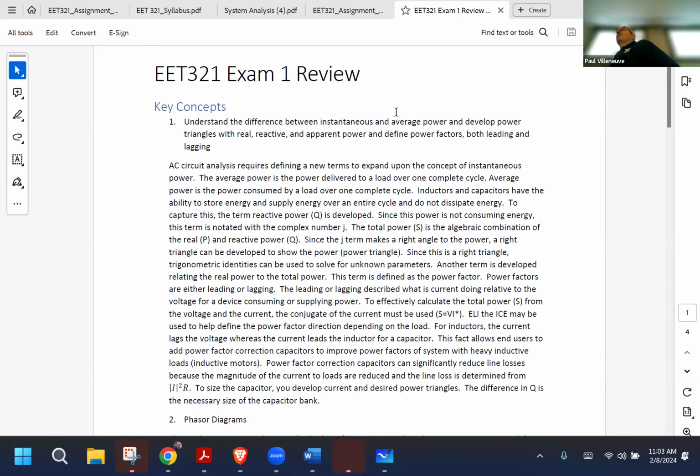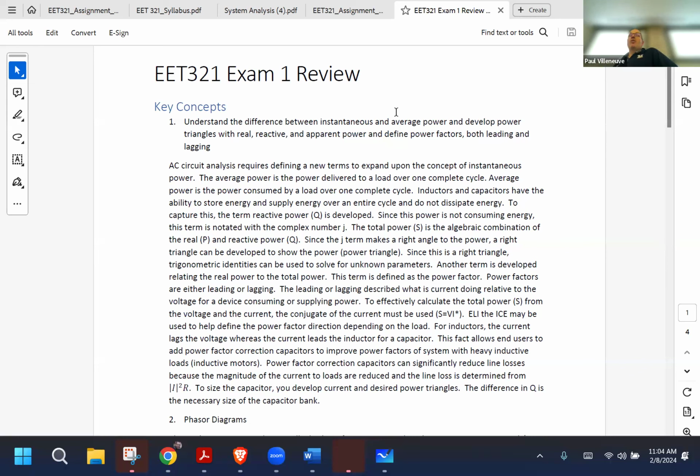And what we did is we came up with the concept of reactive power. Reactive power is really important because it increases the line losses, because it increases the magnitude of the current. So we have to keep in account reactive power and real power. And when we add those together, we add them algebraically, but keeping in mind the Q part is the complex part. We get the total power, which we denoted as a new term called S, okay?